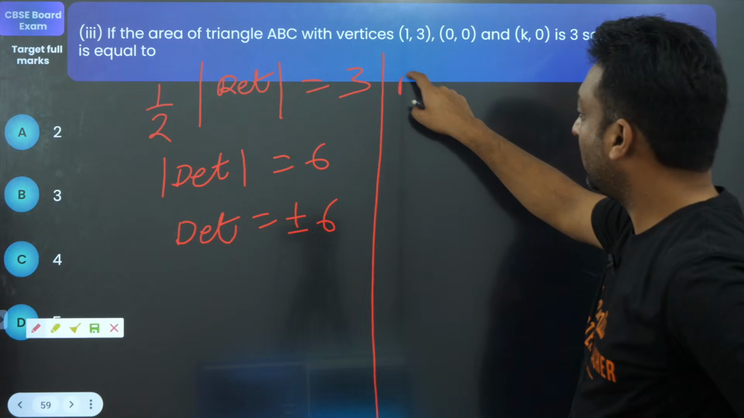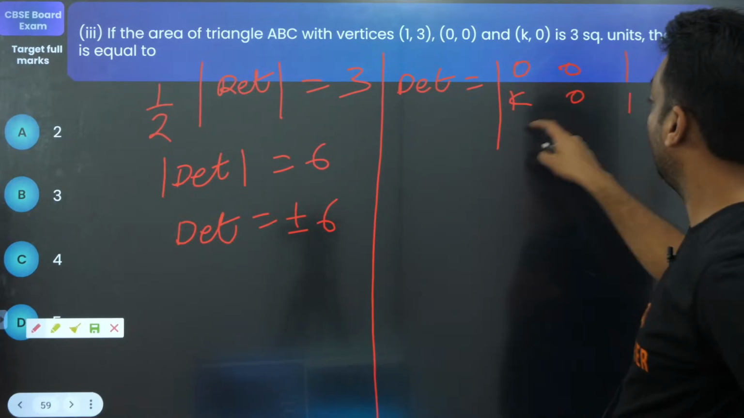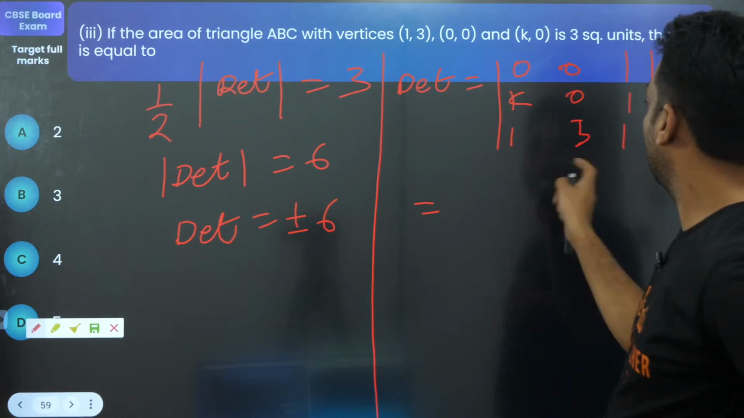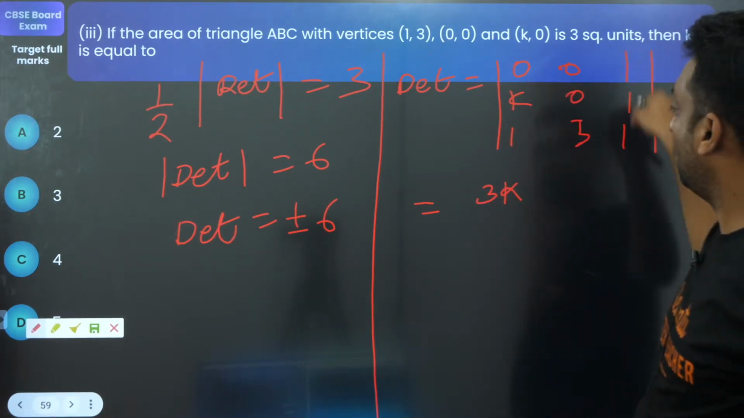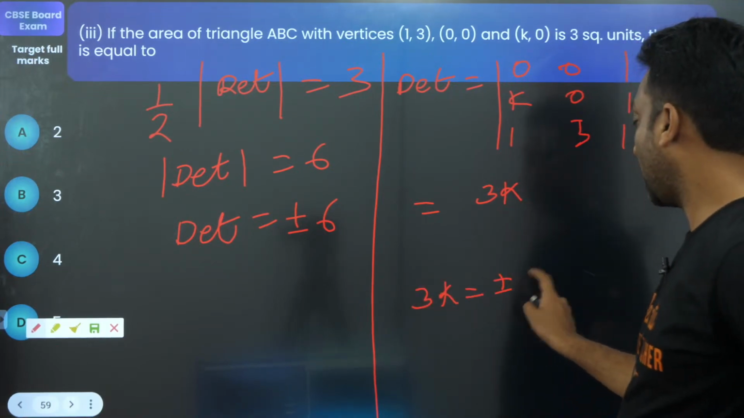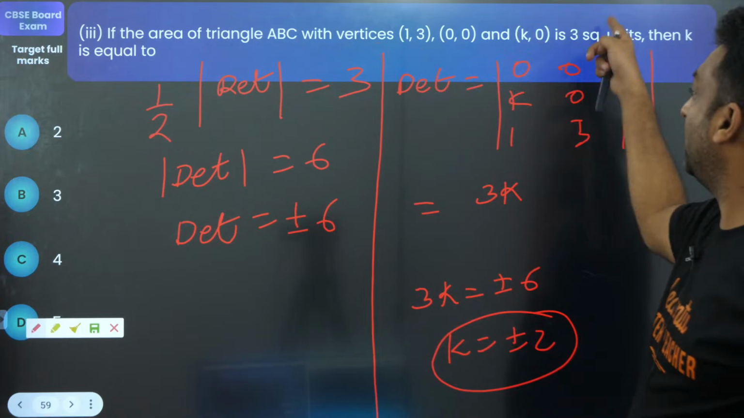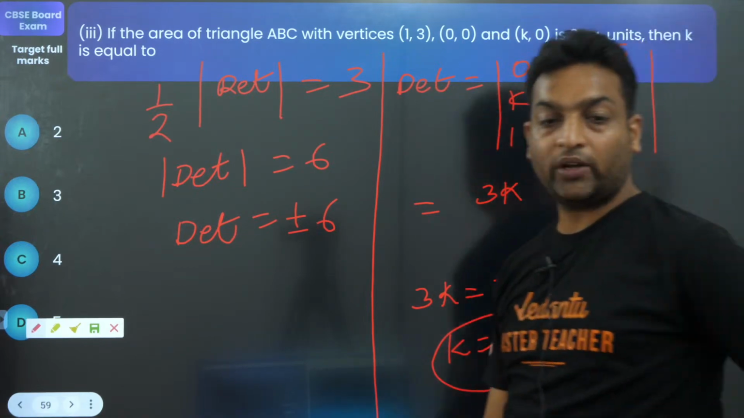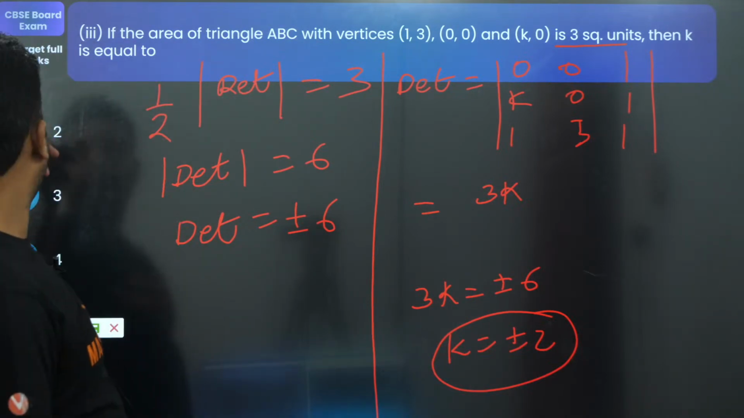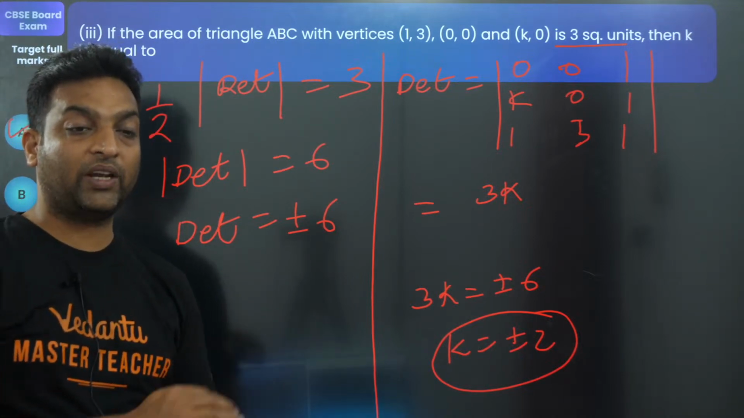Let's find what is value of this determinant. 0, 0, 1, k, 0, 1, 1, 3, 1. Open using first row. This is 3k only. First row, 1 into 3k. Easy हो गया. So 3k is equals to plus minus 6. K must be equal to plus minus 2. For these 3 points to make a triangle with area 3 square units, k must be equal to plus minus 2. One of the values we have been asked, that is 2.